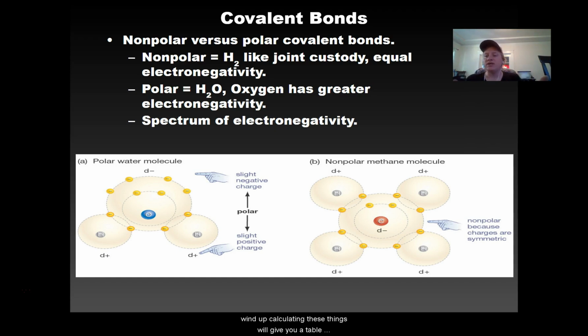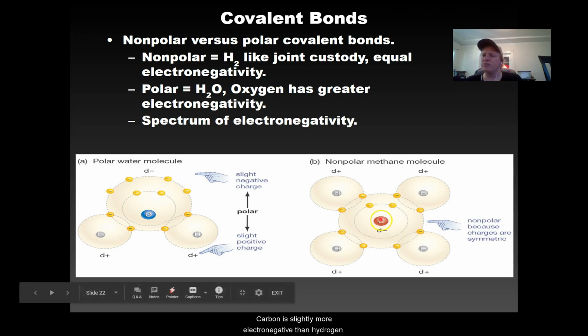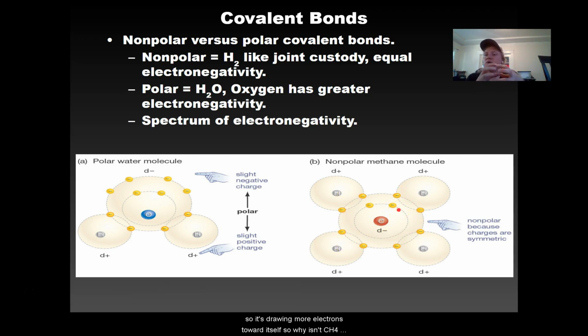And if you take chemistry, you'll probably wind up calculating these things. They'll give you a table that tells you how electronegative everything is. I'm not going to worry about that right now. But carbon is slightly more electronegative than hydrogen, right? And so it's drawing more electrons toward itself. So why isn't CH4 then a polar molecule? So polar means you have differences in charge that exist within it.